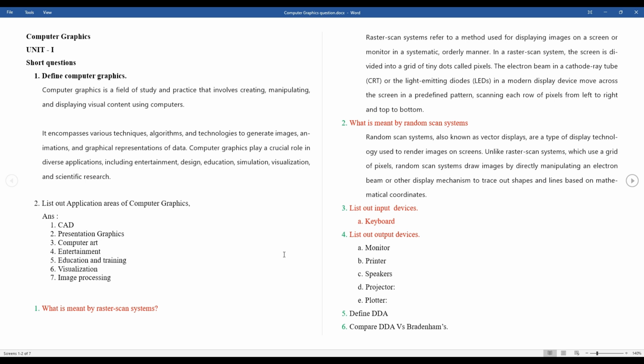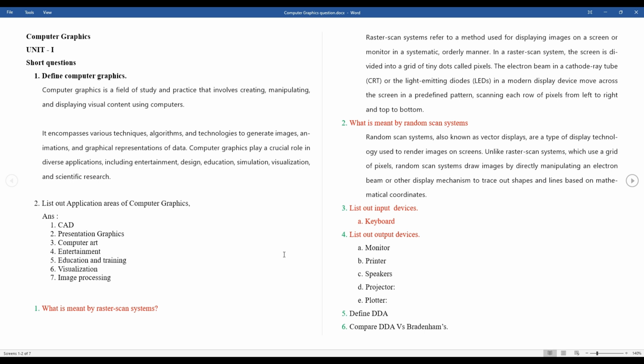First, we come to Unit 1, which has computer graphics. Two more questions are there, which you have to write as definitions. Write exactly what is there in the books. Computer graphics is a field of study and practice involved in creating, manipulating, and displaying visual content on a computer. These are the technologies for generating images, animation, and graphic representation of data. Computer graphics plays crucial roles, with diverse applications including entertainment, design, education, simulation, visualization, and scientific research.